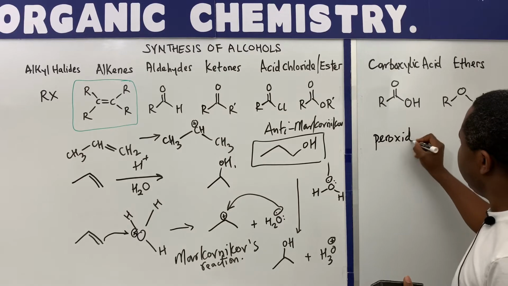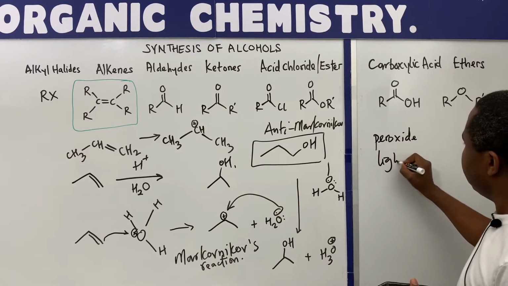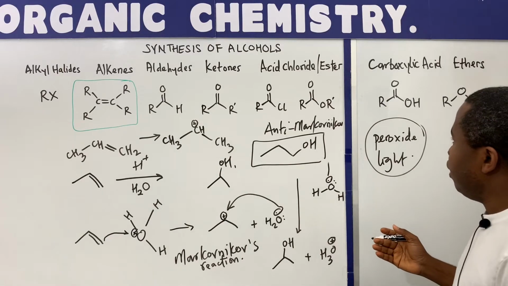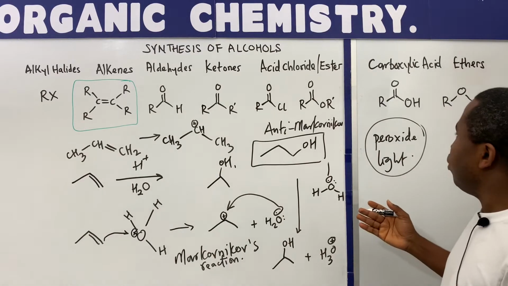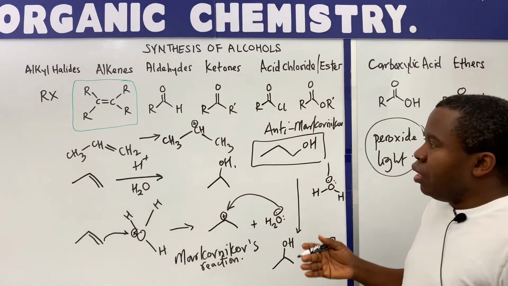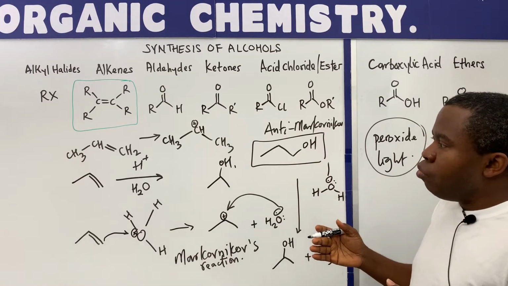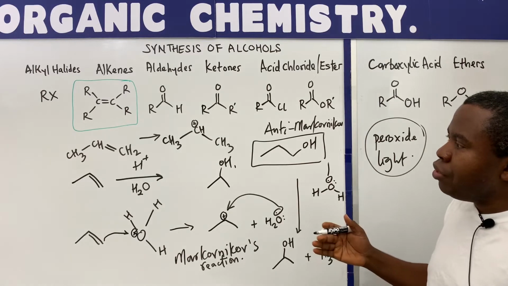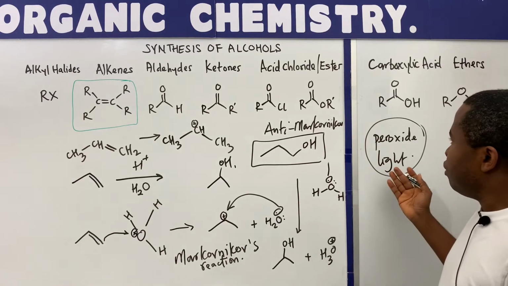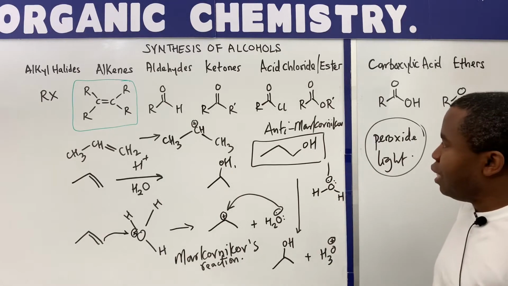You can use peroxide or light. So this question is common when they ask you that in the presence of peroxides and light, what kind of reaction is going to happen across the alkene carbon-carbon double bond. So that is going to be an anti-Markovnikov's addition.